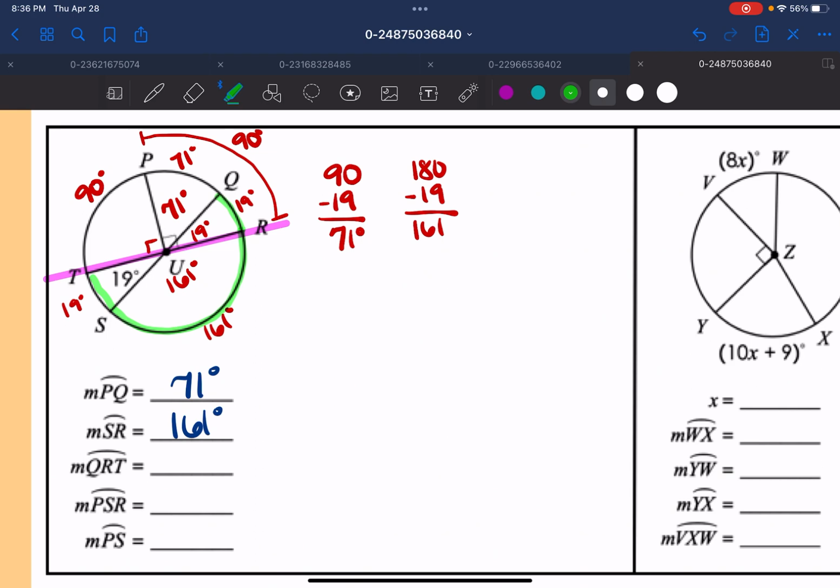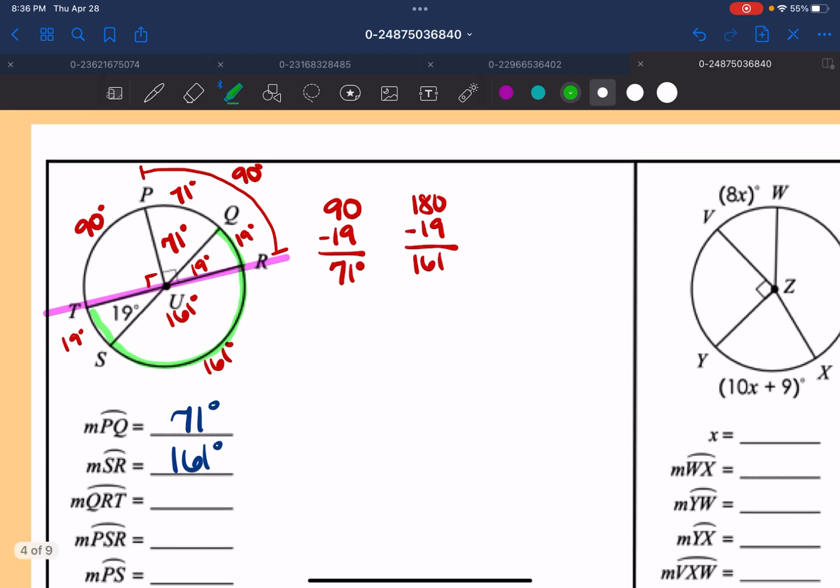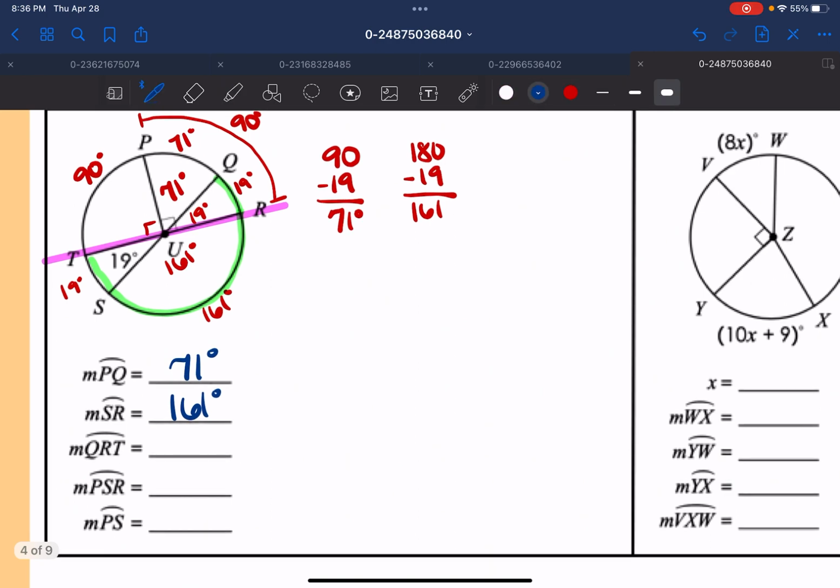We can see that that's over halfway because that passes the diameter. So we know that half the circle is 180. So I can take the 180, and then I can add that extra 19 to it, and that would give me an arc of 199 degrees.